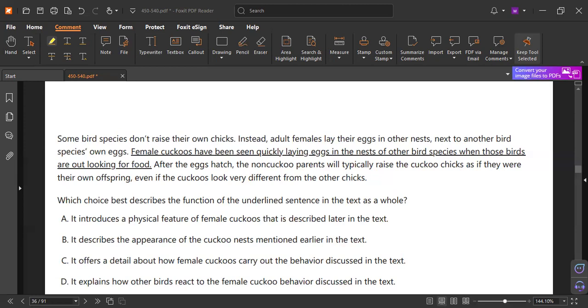Is it B? Letter D, I don't think so. B, no. Here the underlined part does not tell more about the appearance. What is appearance in this one?